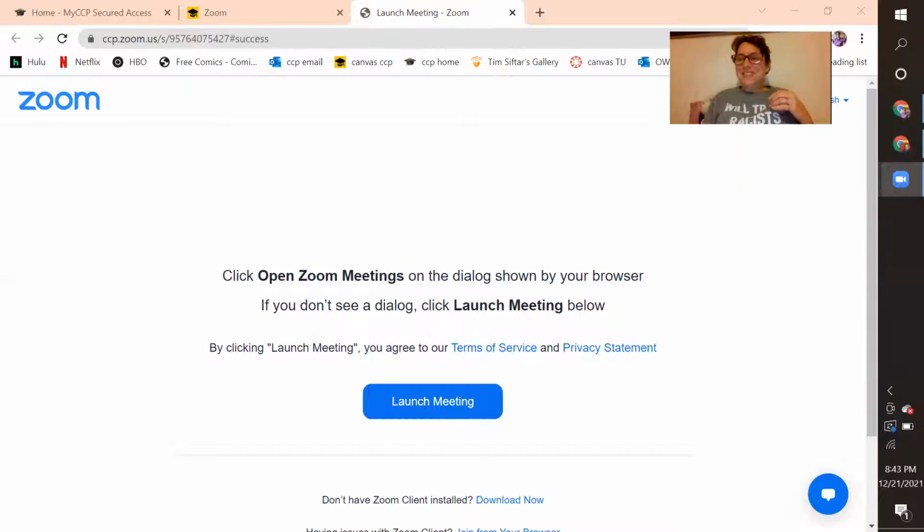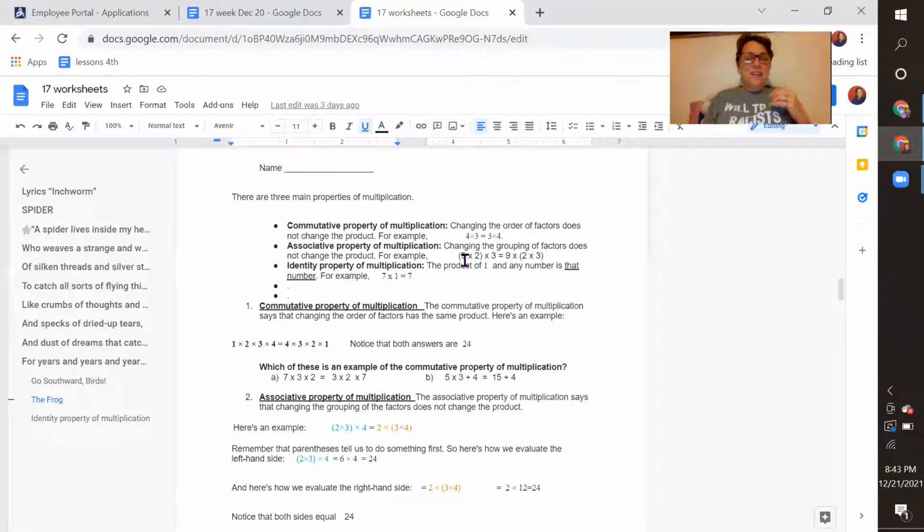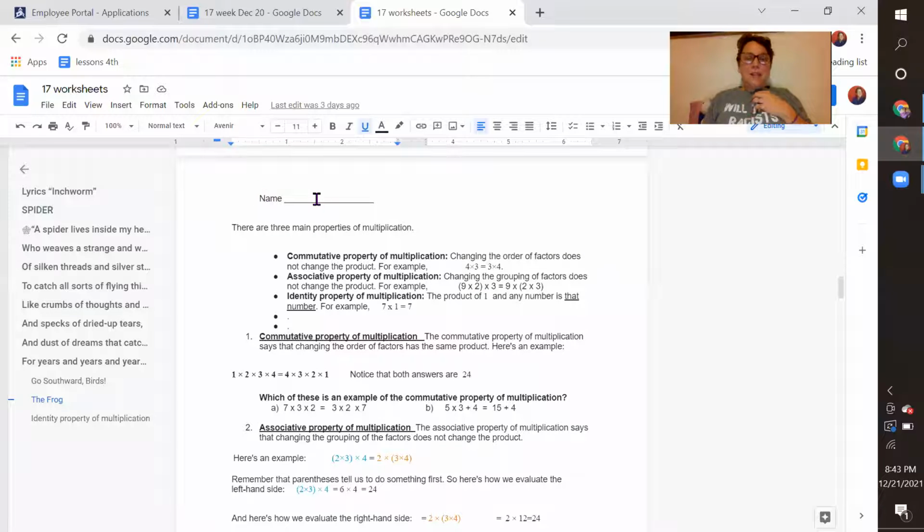I want to talk to you about the worksheet that you're doing today. Got to show it to you. Okay, here we go. All right, check this out. Make sure you write your name on the worksheet right here. No problem, right? And then it says there are three main properties of multiplication.